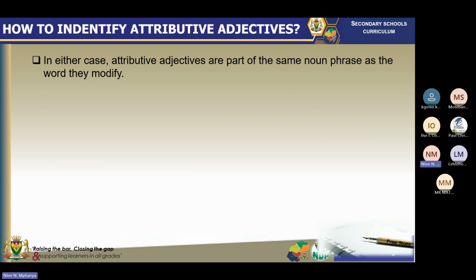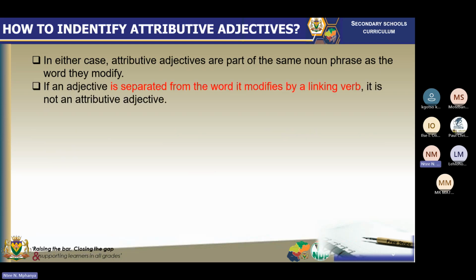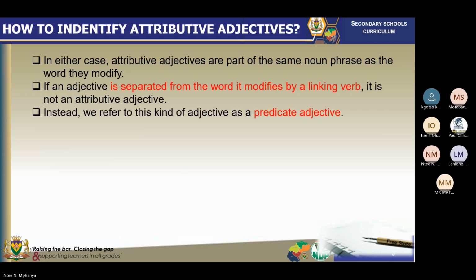In either case, attributive adjectives are part of the same noun phrase as the word they modify. If an adjective is separated from the word it modifies by a linking verb, it is not an attributive adjective. I repeat, if an adjective is separated from the word it modifies by a linking verb, that is not an attributive adjective. Instead, we refer to this kind of adjective as a predicate adjective. Let's look at an example here.